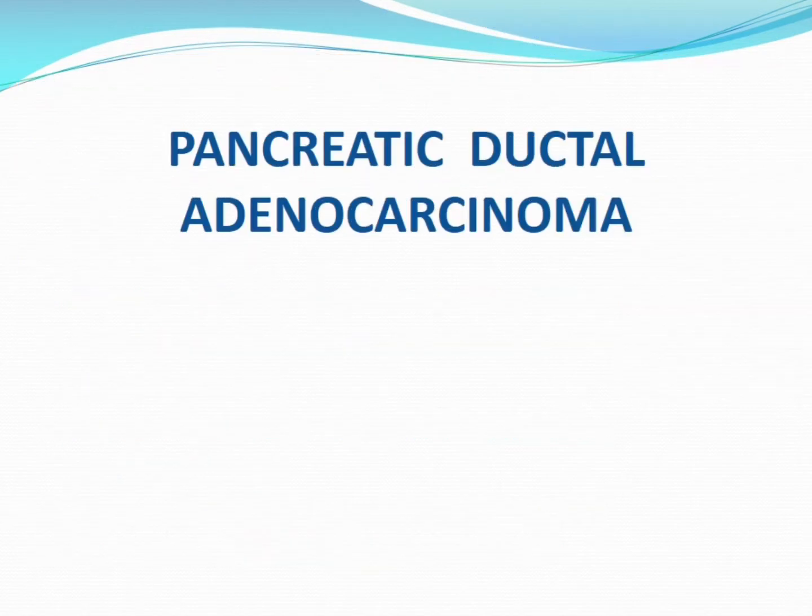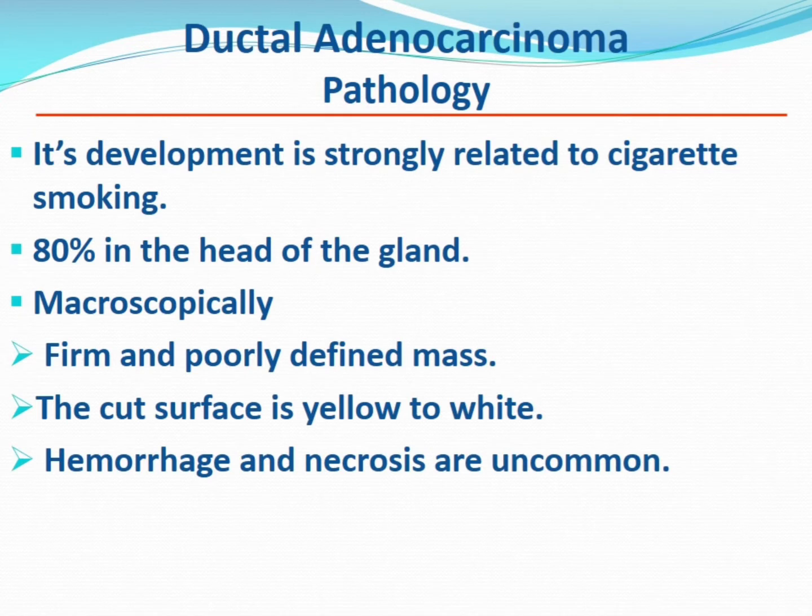The most common tumor is the pancreatic ductal adenocarcinoma. We will talk about it now. Ductal adenocarcinoma, its development is related to cigarette smoking. 80% occurs in the head of the pancreas. Macroscopically, ductal adenocarcinoma is a firm and poorly defined mass. The cut surface is yellow to white. Hemorrhage and necrosis are uncommon.